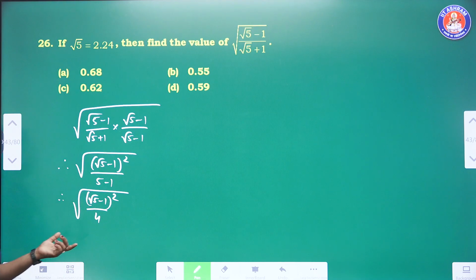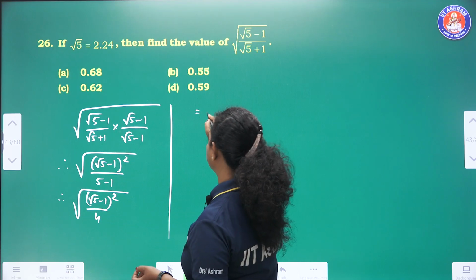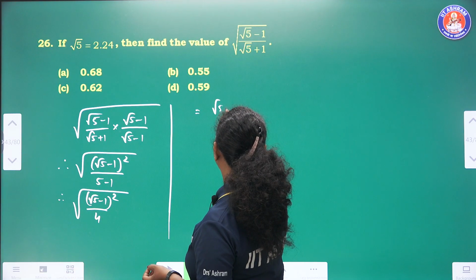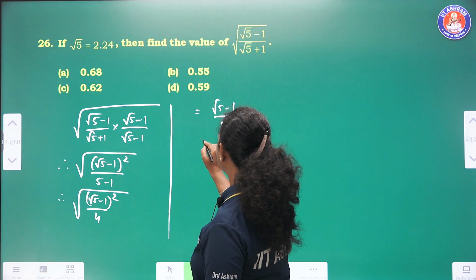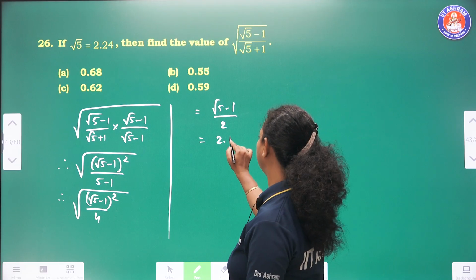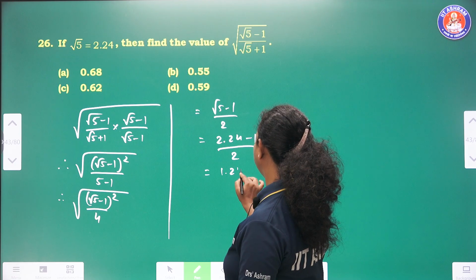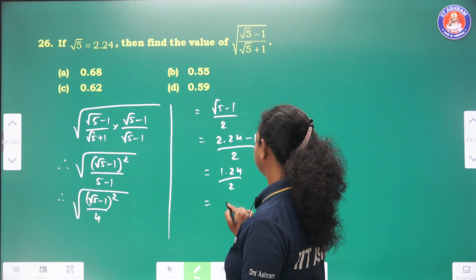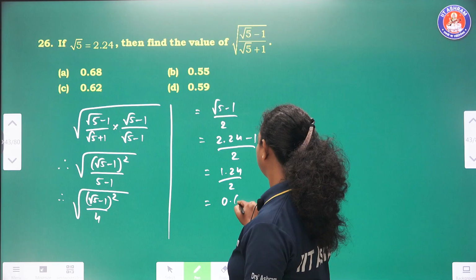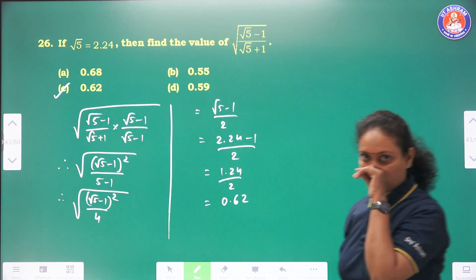Both of them are perfect squares, so we just take them out from the square root, which is equal to root 5 minus 1 divided by 2. Now substitute the value of root 5, which is given to us as 2.24, minus 1 divided by 2. So it is 1.24 divided by 2, which is equal to 0.62. So what is the correct answer? 0.62.